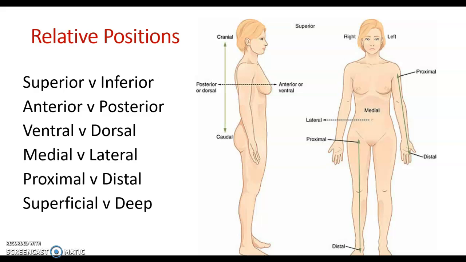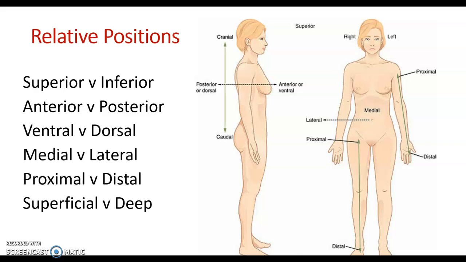Anterior versus posterior, or we can also say ventral versus dorsal. So anterior means the same as ventral, and that means towards the front of the body. Posterior or dorsal means towards the back. The nose is on the ventral side of the body, and it is anterior to the spinal cord. The spinal cord is on the dorsal side of the body and is posterior to the nose.